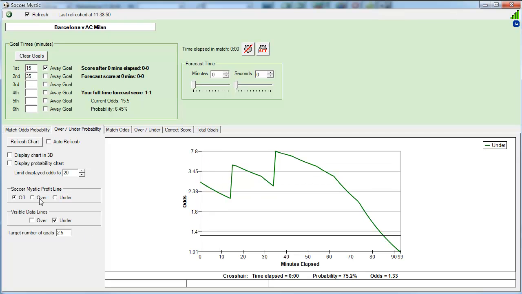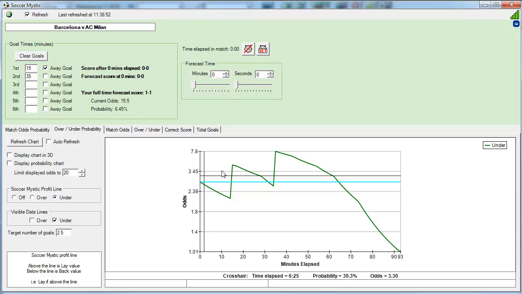So if we actually put on the Soccer Mystic profit line, what this is telling you is that in this particular scenario, above the line is lay value. In other words, you should have laid at the off, and below the line is back value, so you should have backed before the off. So this is telling you the periods in which you're profitable with either strategy. And you can do the same on the match odds probability.